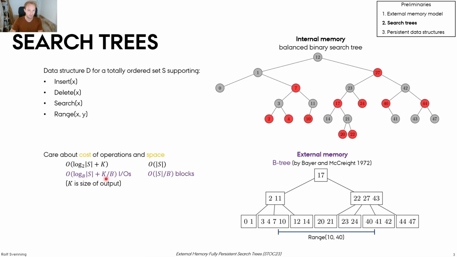And for the output term, you have a division by B, so you're not allowed to spend one block or one IO to output a single element. You want to output B elements at a time, basically. And similarly, linear space in the external memory model would be size of S divided by B.